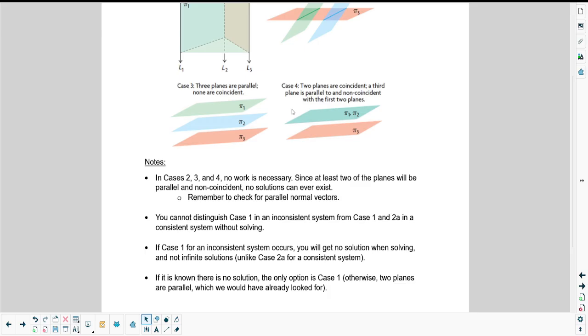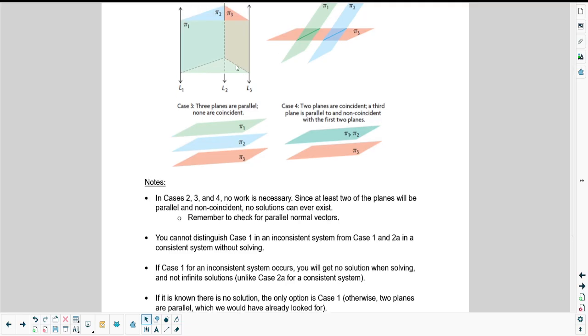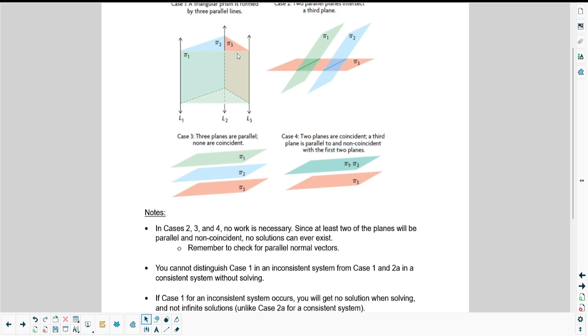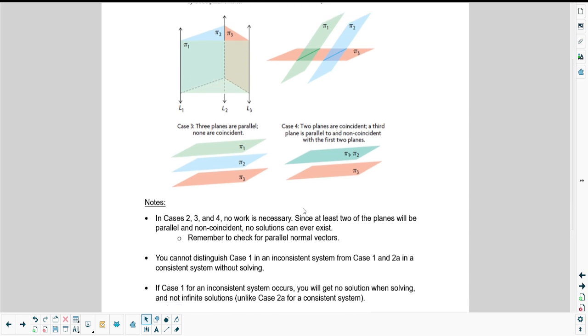And again, somehow if you know it, then you immediately know they must make a triangular prism because you've already checked for parallel and coincident planes. So that's just something to keep in the back of your head: if you know it, it'll make a triangular prism. That's like a typical test or assignment question.